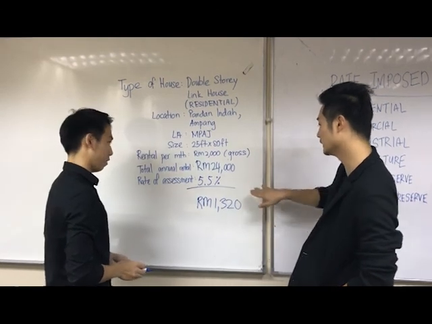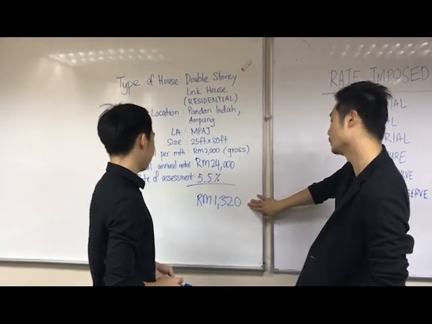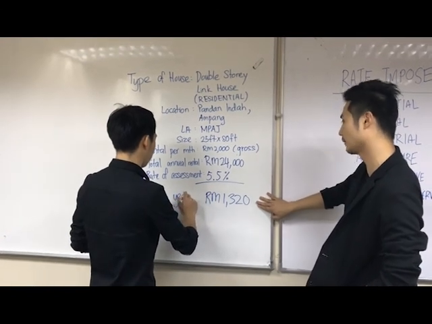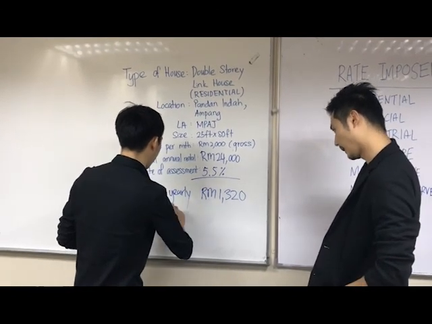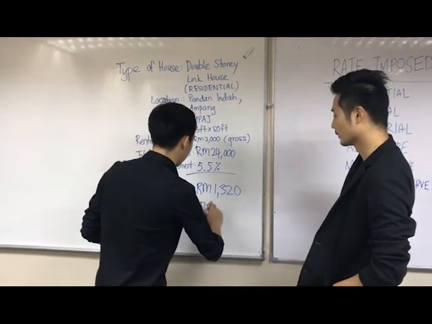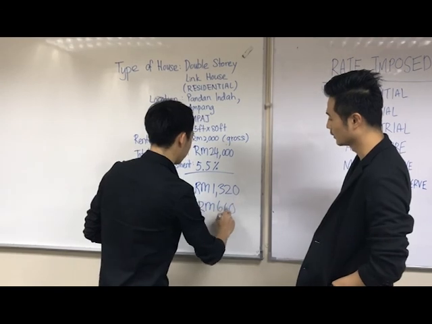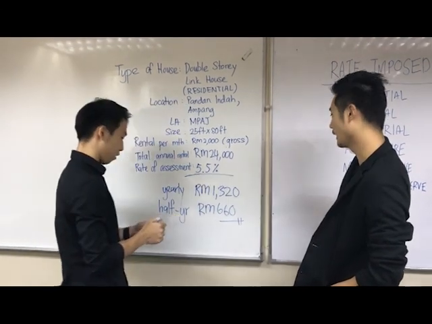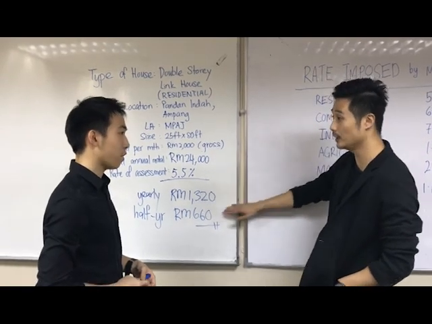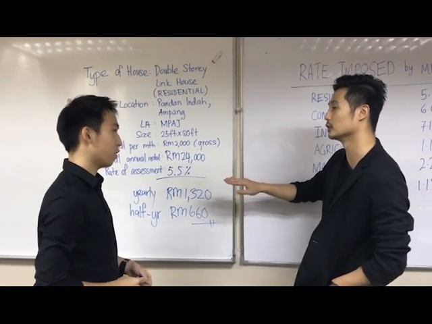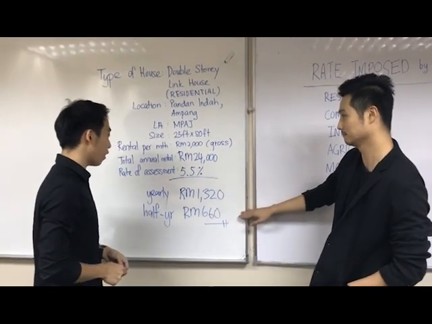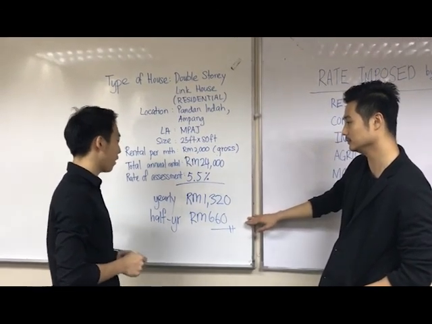No, this is the yearly cukai pintu. We pay cukai pintu twice a year, so you need to divide by half. Half yearly would be about RM660. You must remember that every cukai pintu has to be paid before the end of February and the end of August. Oh, August is very soon. Okay, I'll remember to pay.